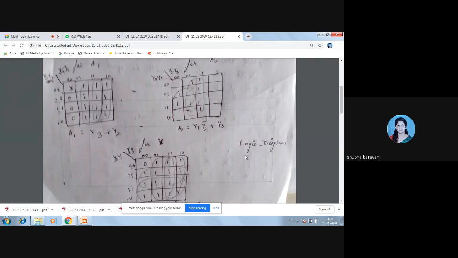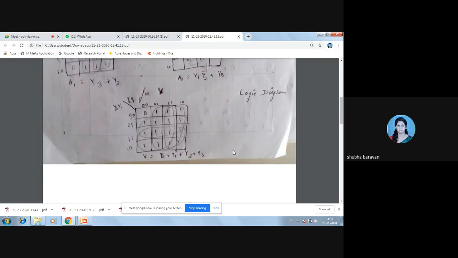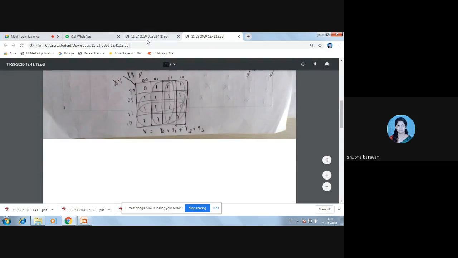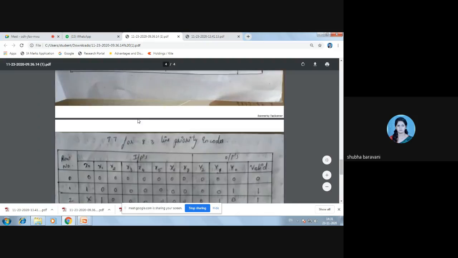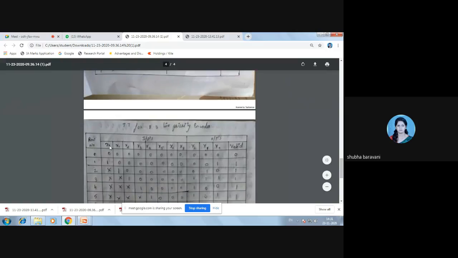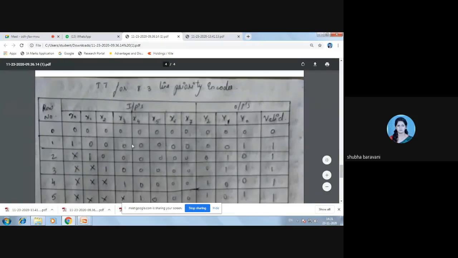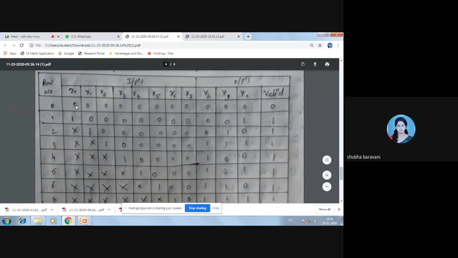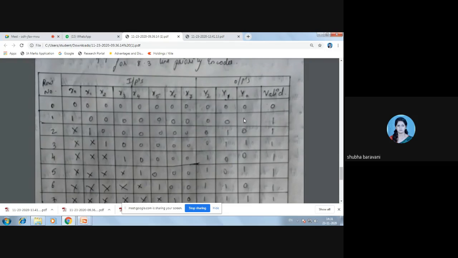Yes, you have to draw the logic diagram and send it to me today. Similarly, see the 8 to 3 line priority encoder, you can trace it. If all inputs are 0, it's not a valid code. If your x2 is 1 and all others are 0, you get y0 is 1. You all are here?